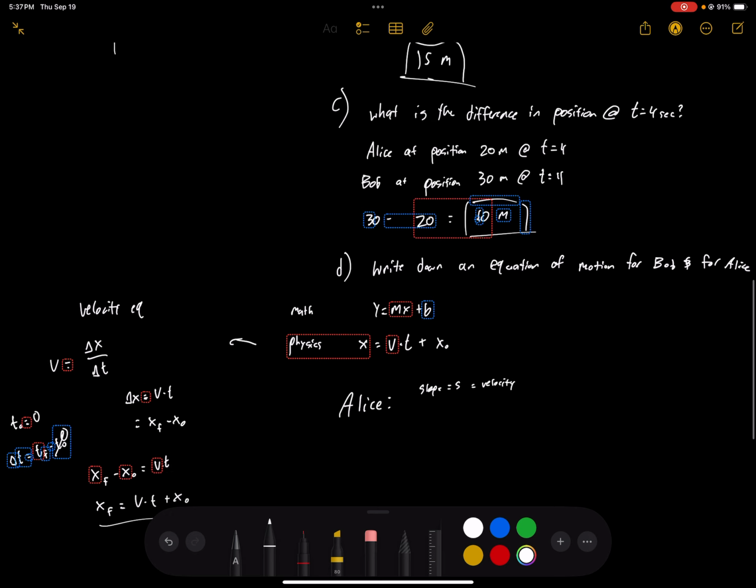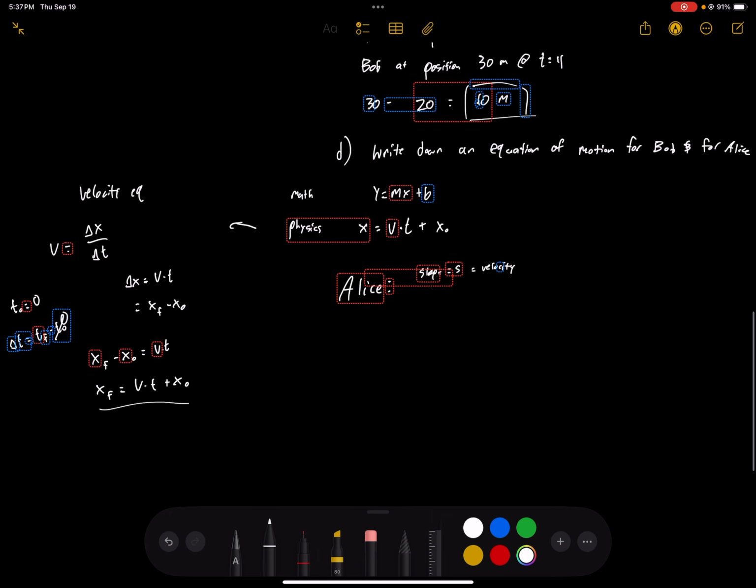All right, and now what's x naught? X naught is going to be 0. Okay, so if I write the equation of the line, I have x is equal to 5 times t plus 0. All right, so that's the equation.